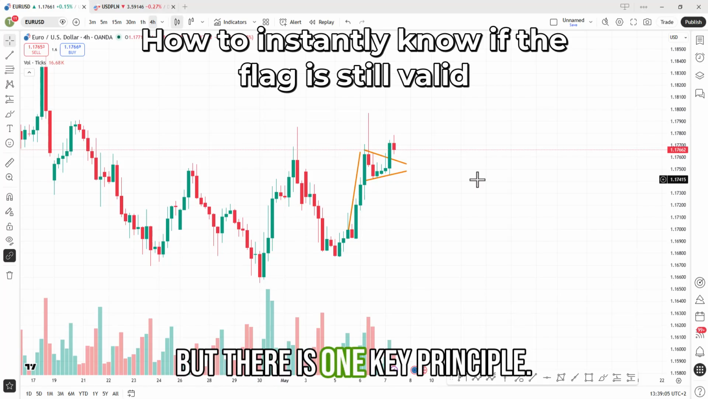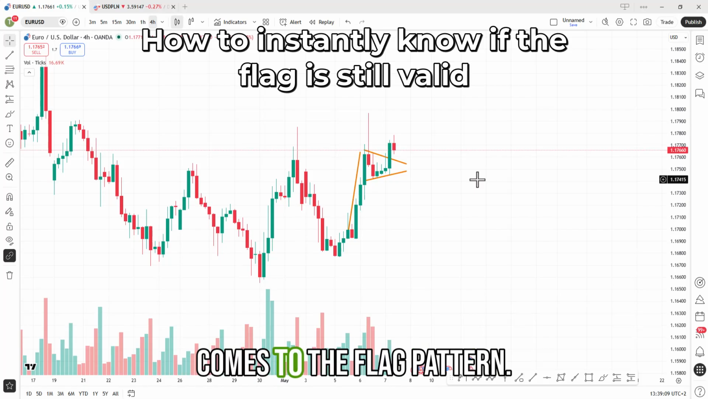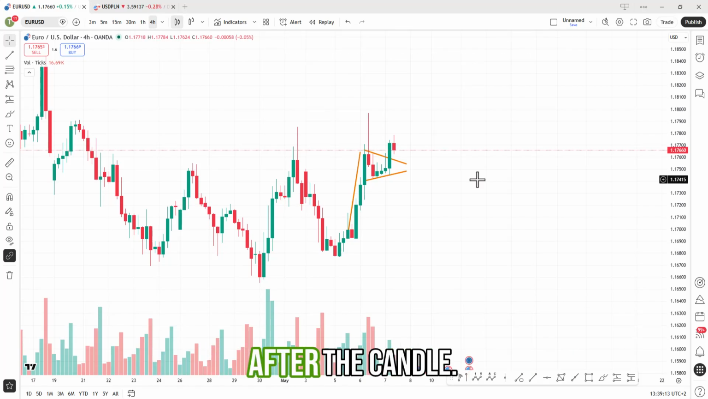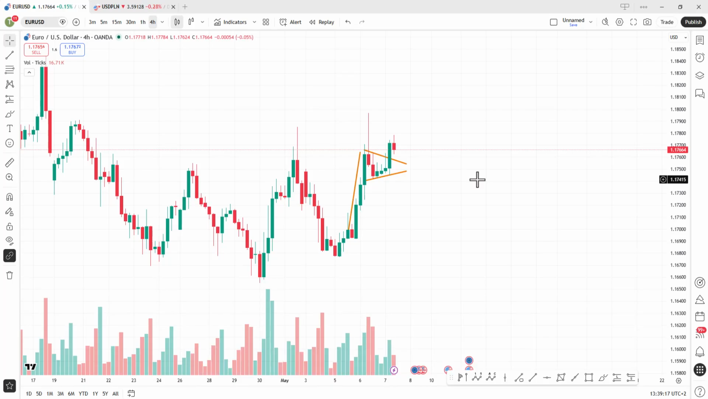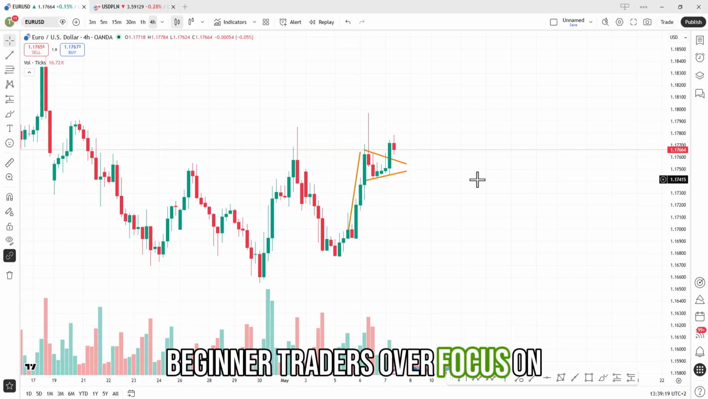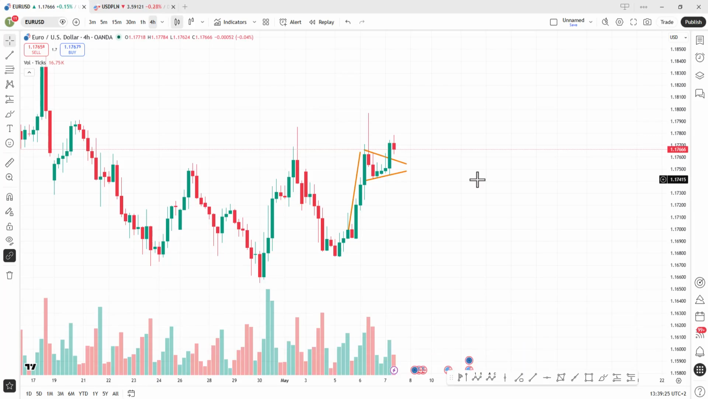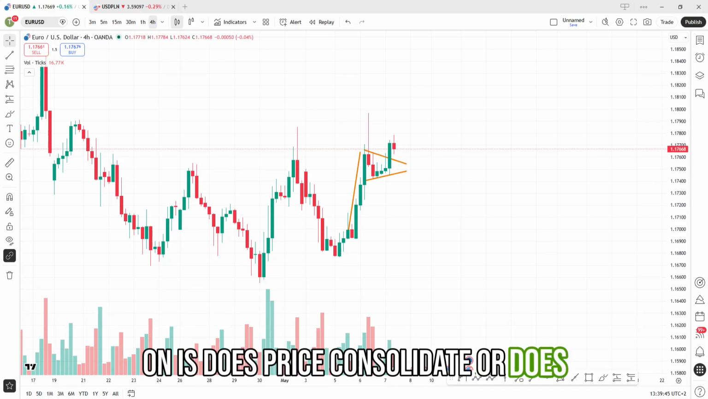But there is one key principle that you should consider when it comes to the flag pattern. Flags are validated by what happens after the candle and not by one candle itself. Beginner traders overfocus on single candles, while professionals watch order flow continuation. The key thing that you should focus on is, does price consolidate or does it collapse?